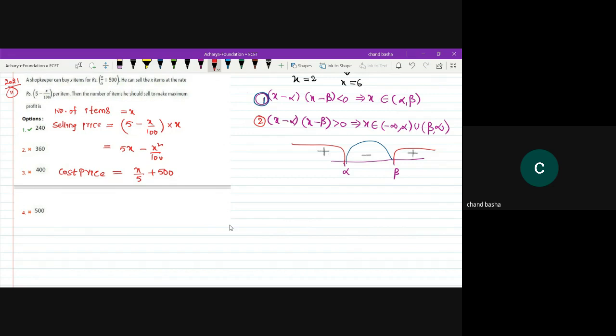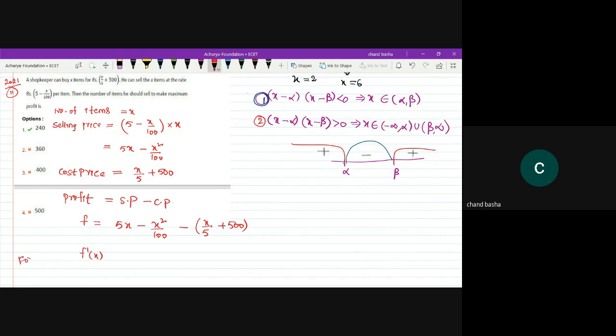The number of items he should sell to make the maximum profit. What is the profit formula? Selling price minus cost price. Take it as F, that is equal to 5X minus X square divided by 100 minus of X by 5 plus 500. Then for maximum profit, F dash is equal to 0.